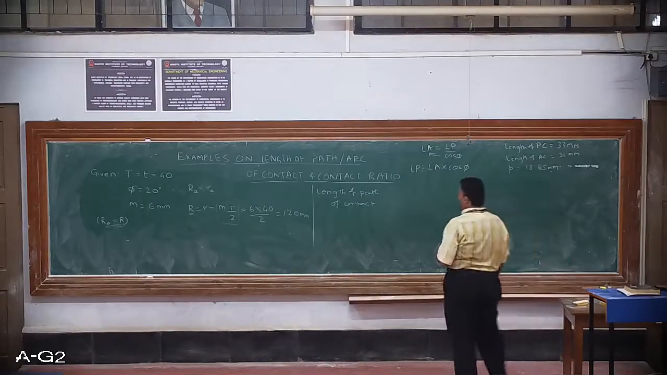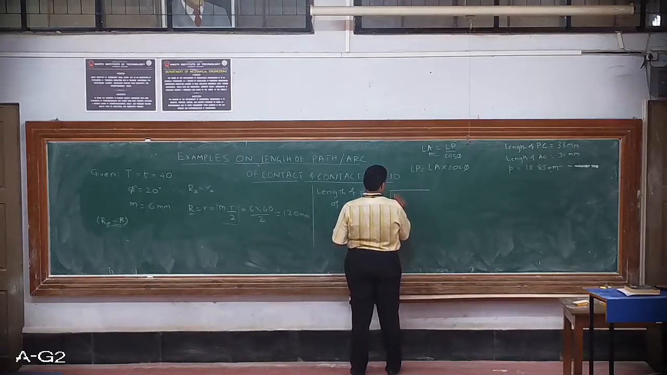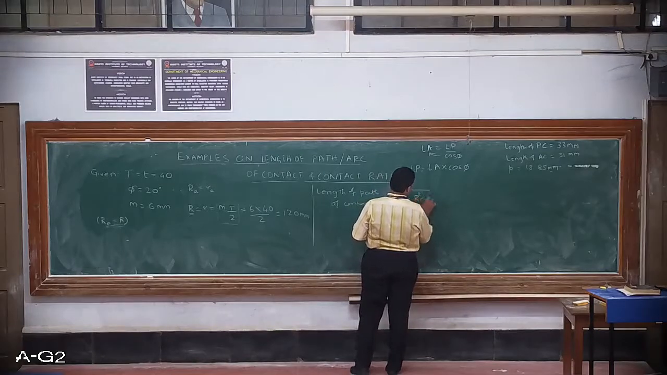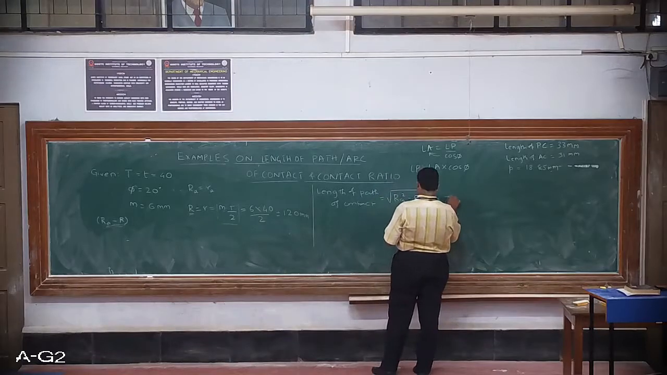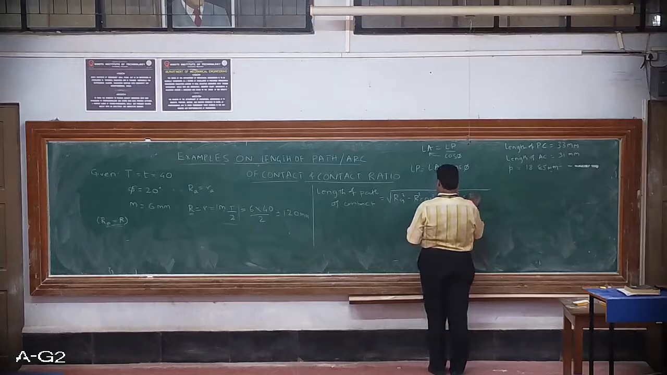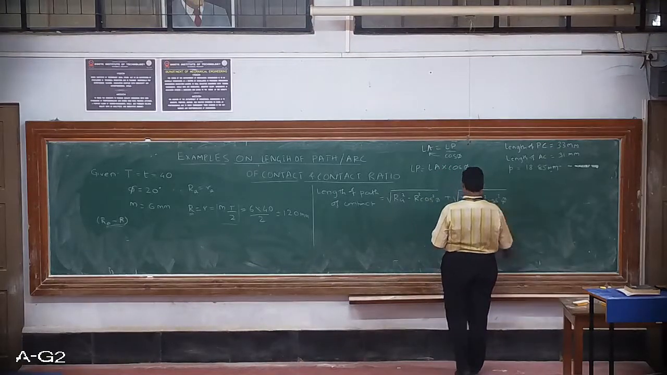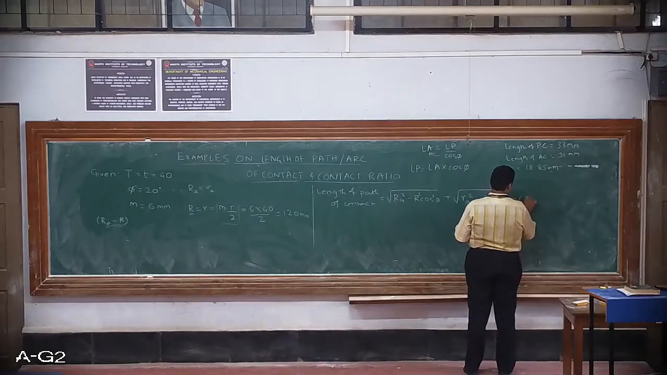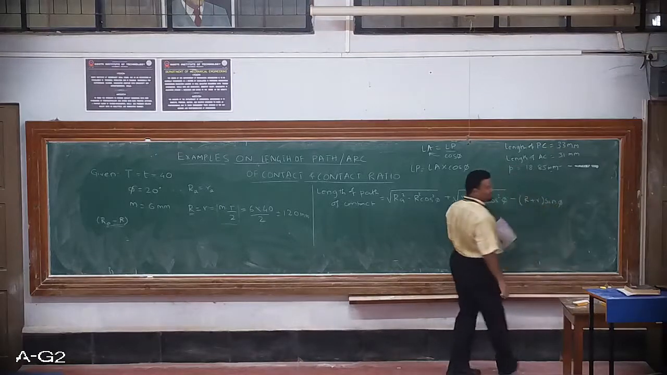So what is the equation for length of path of contact? That will be equal to root of RA square minus R square cos square phi, plus root of small ra square minus small r square cos square phi, minus capital R plus small r sin phi. So this is the equation.